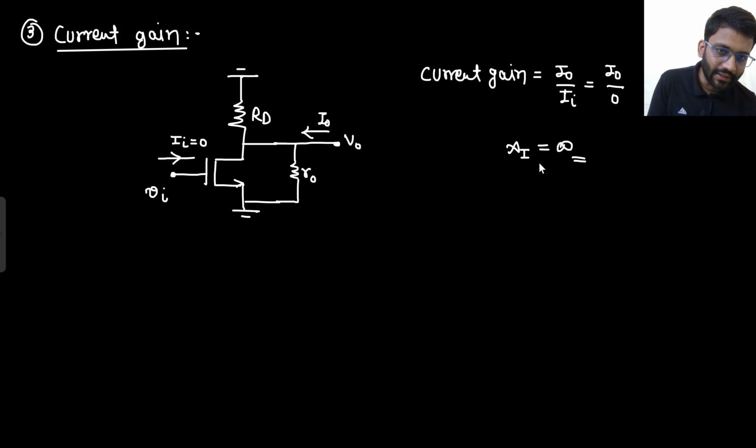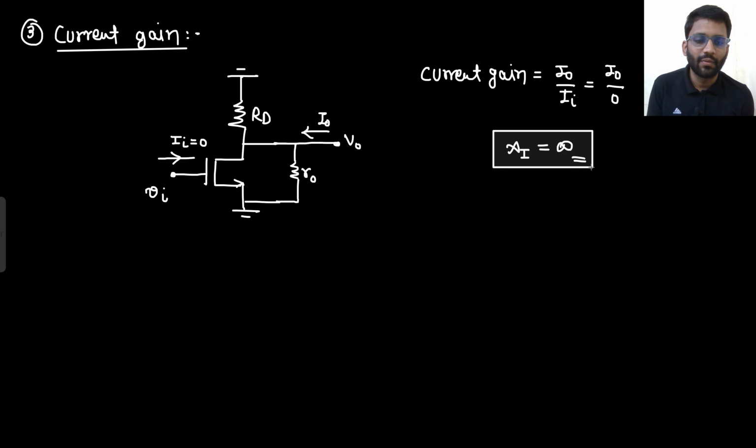This is shown as AI. Current gain will be infinity. So no matter whatever the direction we give, we always know for a common source amplifier, the current gain is infinity, because input is applied at gate. If input is applied at gate, then input current is 0. If input current is 0, that means the gain will be infinity.